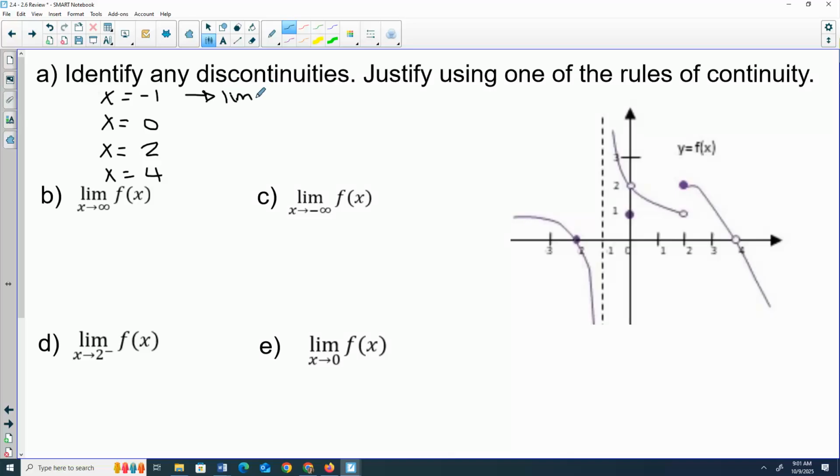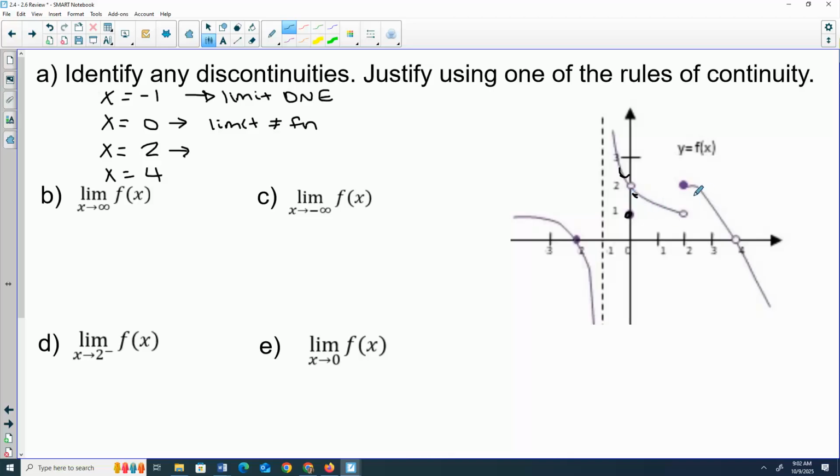Okay, you could say the limit does not exist because the left and right don't match. Could you also say the function doesn't exist? Yeah, so this one breaks multiple rules. At 0, does the function exist? Yes. Does the limit exist? Yes, left and right go to the same point. But do they equal? No. So the limit is not equal to the function.